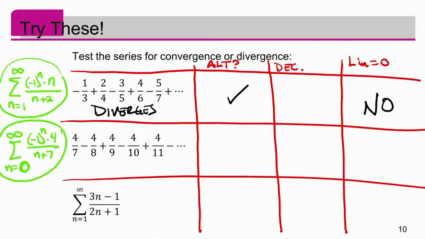So there you go. The decreasing thing we do have to check, but only if this is a yes. So it might be helpful to do it that way. All right, let's go to the next one. Fred, what do you think of this?